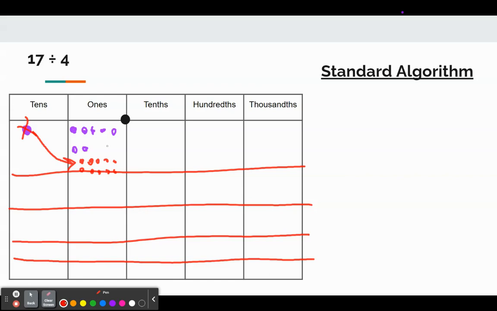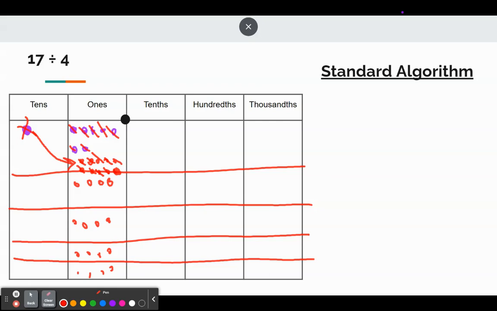Now let's divide our ones into 4 equal groups. I have 1, 2, 3, 4. 1, 2, 3, 4. Then 1, 2, 3, 4, and again 1, 2, 3, 4. So I have this 1. I know I kind of drew it small, but I have that 1 left over.